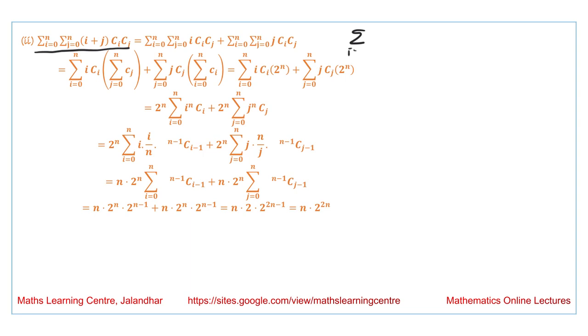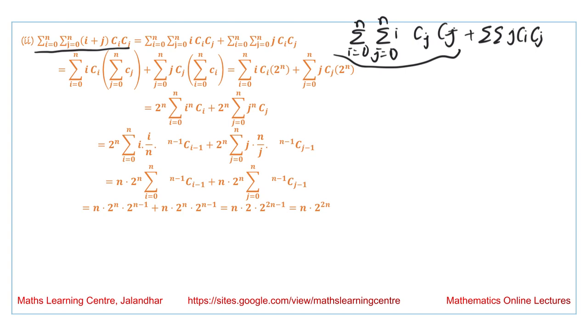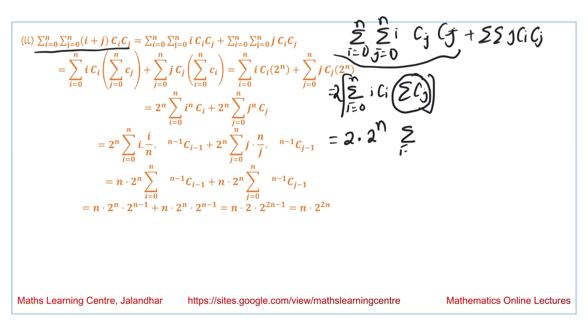Second part we have is the sum of these values. So we can write it as sigma i is equal to 1 to n, sigma j is equal to 0 to n, it is i ci cj plus sigma j ci cj. So if we look at this value over here, we can write this is equal to sigma i is equal to 0 to n i ci sigma cj, and this total value we are writing is 2 times of this. Now what is the value of sigma cj? It is 2 raised to the power n. So we get it is 2 times this value, 2 raised to the power n, sigma i is equal to 1 to n i into ci.